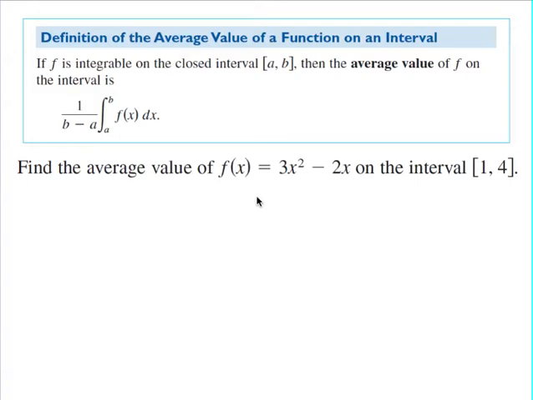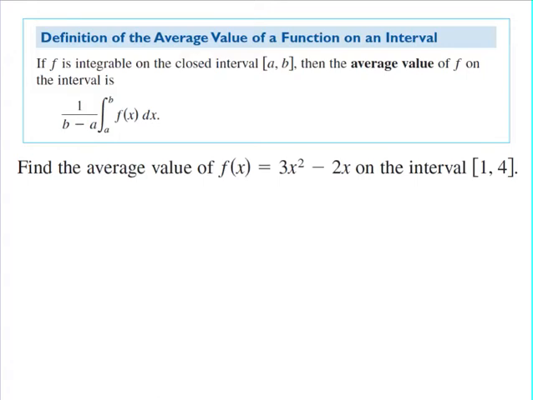Now the biggest thing I want you to notice here is that this is everything we did Tuesday, with the exception of 1 over b minus a. So you're just adding that little constant in front. So you're going to find the exact same thing we did Tuesday, and then just multiply it by 1 over b minus a.